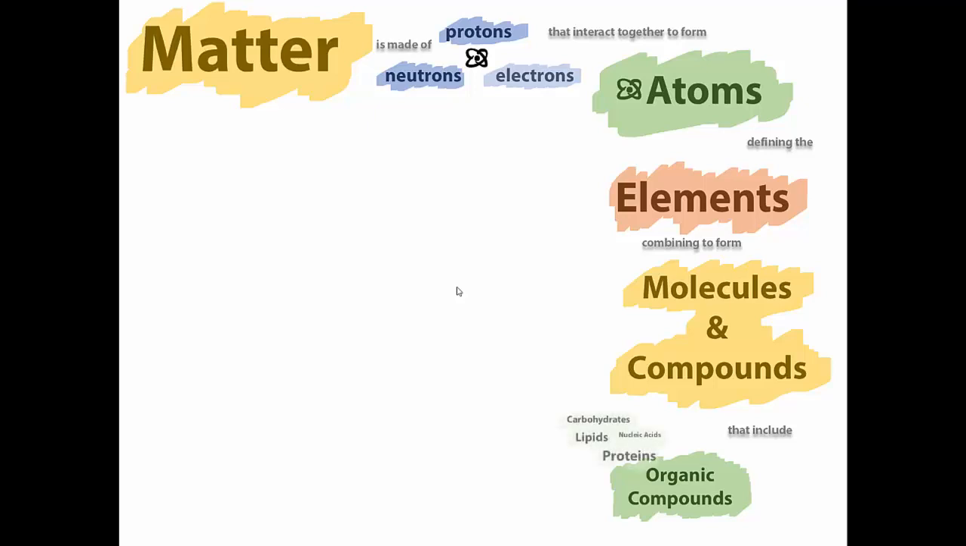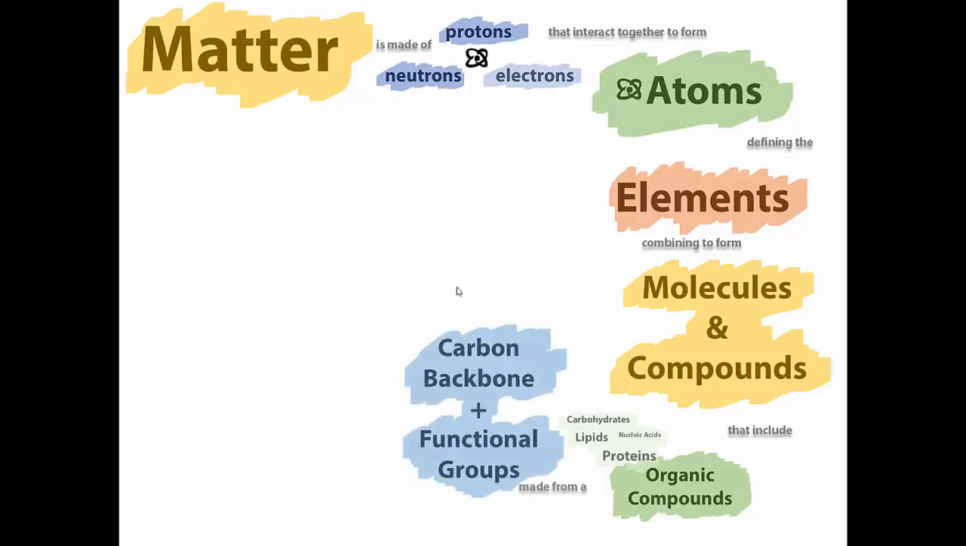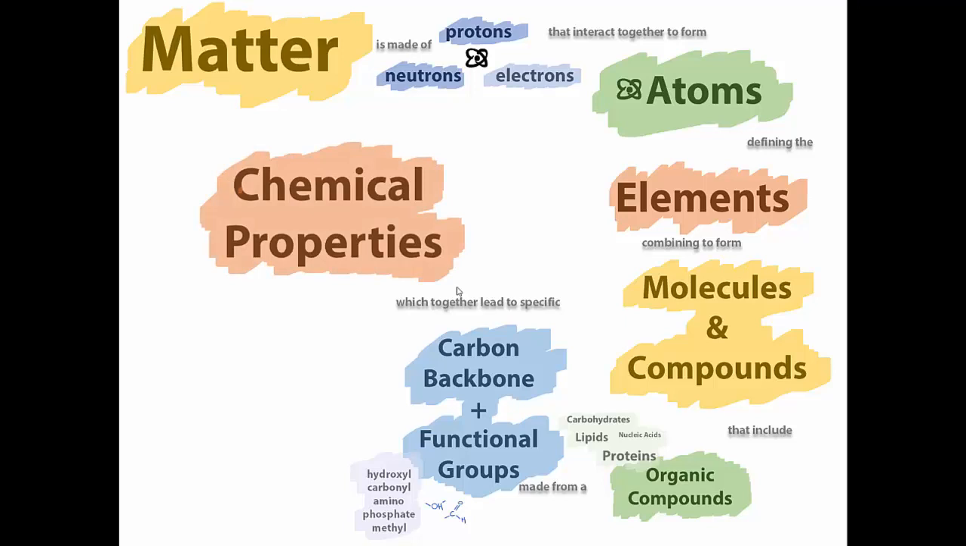Organic compounds come in the form of four major classes important to life, including the carbohydrates, the lipids, the nucleic acids, and proteins. These organic compounds are made from a combination of a carbon backbone, carbon being like the Lego building block of all of them, and various bells and whistles called functional groups. Just for example, a hydroxyl functional group, carbonyl, amino, phosphate, methyl, etc. These are just examples. You don't need to know them. The carbon backbone and functional groups together lead to specific chemical properties for the various compounds.